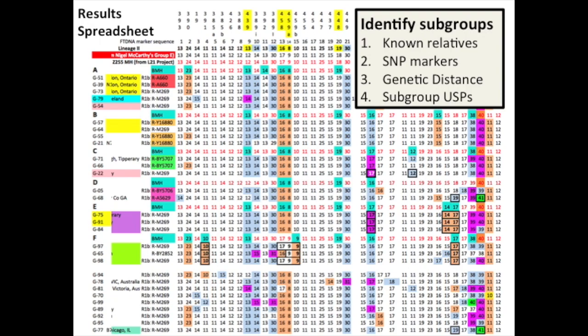SNP markers, 2 of the brothers had tested, and they were positive for the same SNP marker. 3 people down here were positive for the same SNP marker. They were lumped together, and these are downstream SNPs as a result of the Big Y test. These 2 people had also tested for this particular downstream SNP marker.